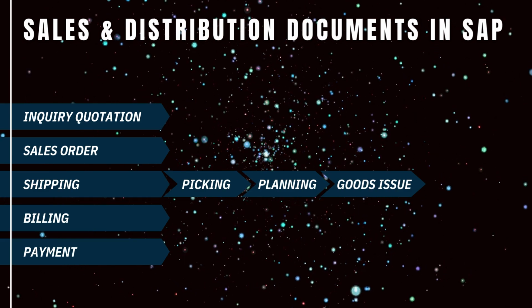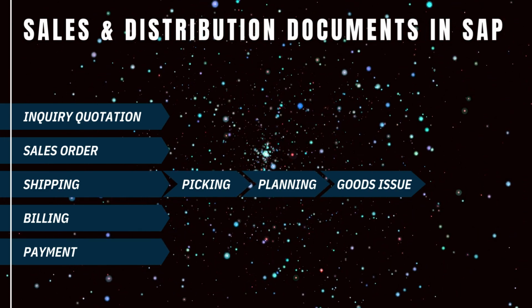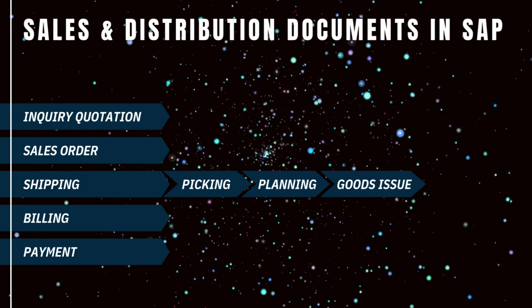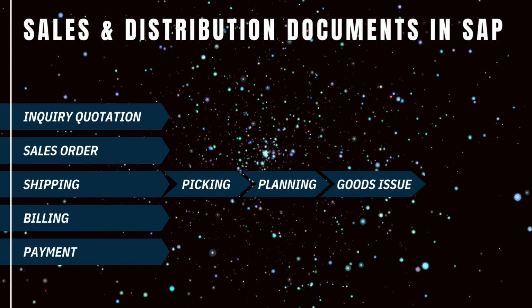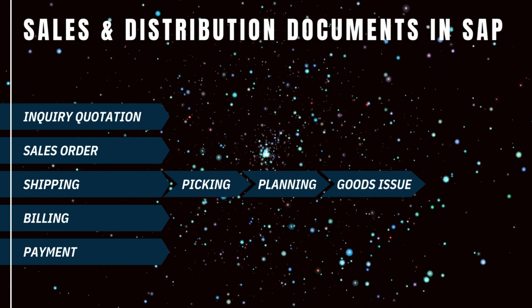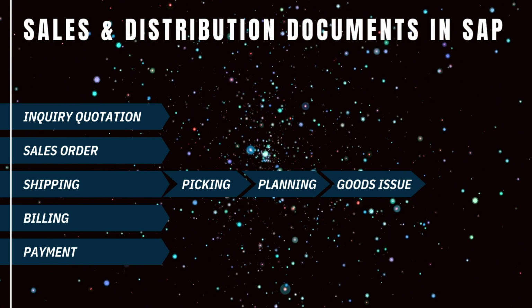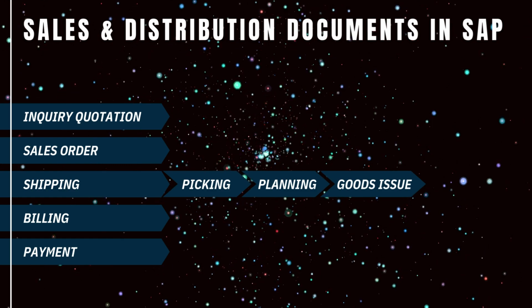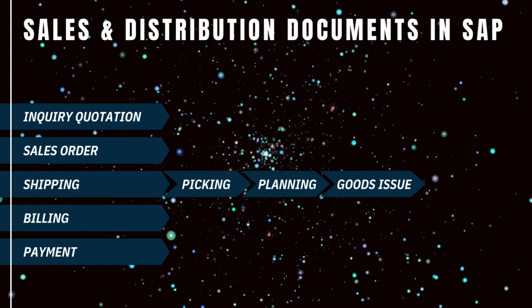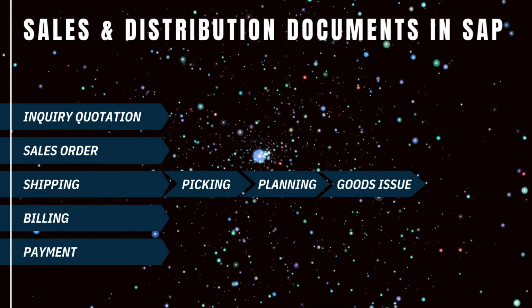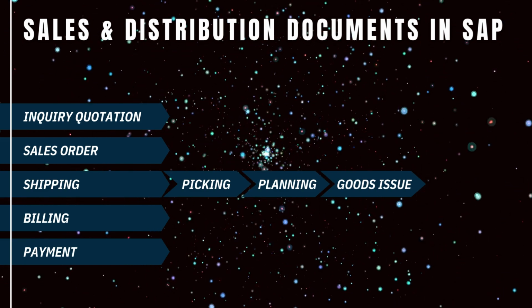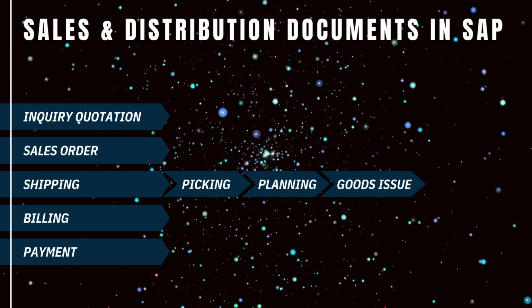For transportation planning, there's the shipment document, which contains all the information necessary for transportation. The goods issue is recorded in a material document and a corresponding accounting document. For billing, an invoice is used, and an accounting document is created automatically. These were the specific SAP documents for the individual steps in the sales process.